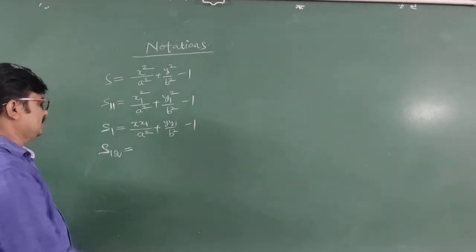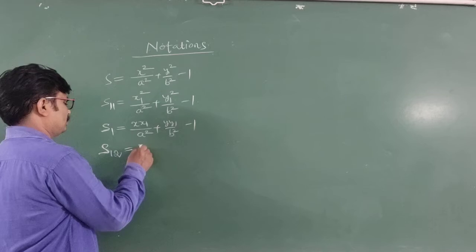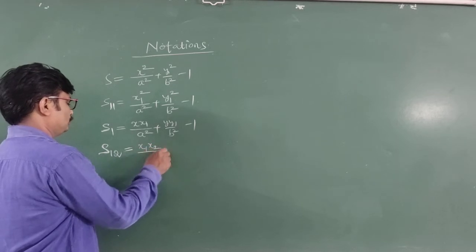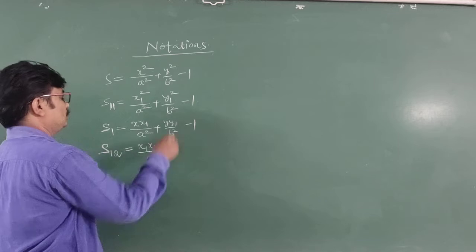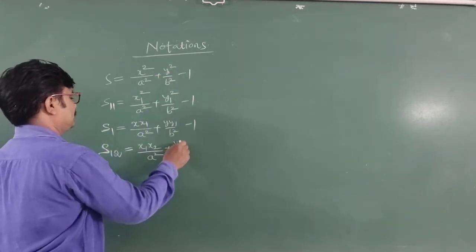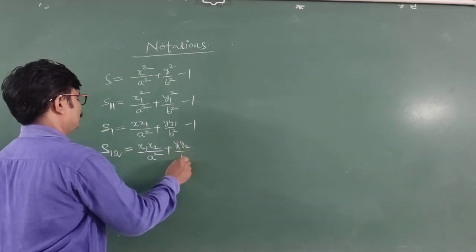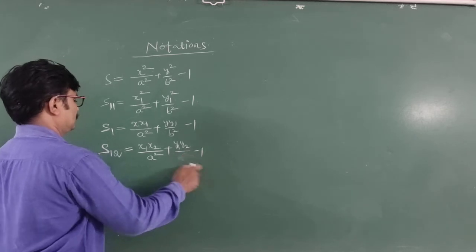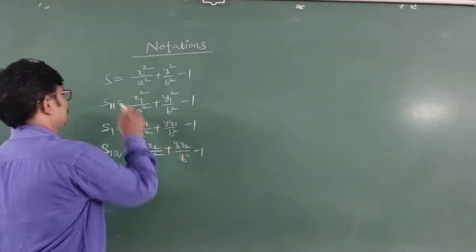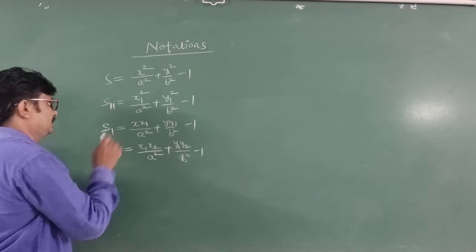Okay, right now S12, what is it? S12 is x1x2 upon a square, that is the x square term becomes x1x2, and the y square term becomes y1y2 by b square minus 1. These are the symbols and notations: S, S1, S11 and S12.